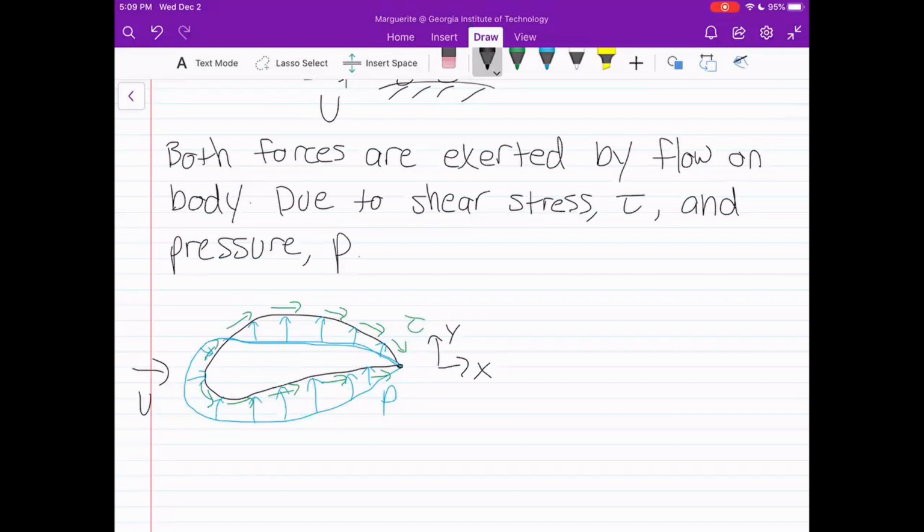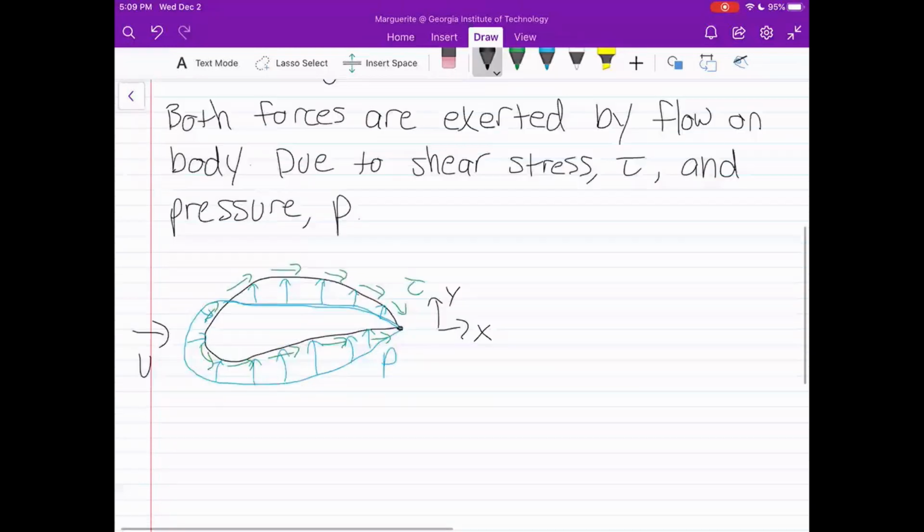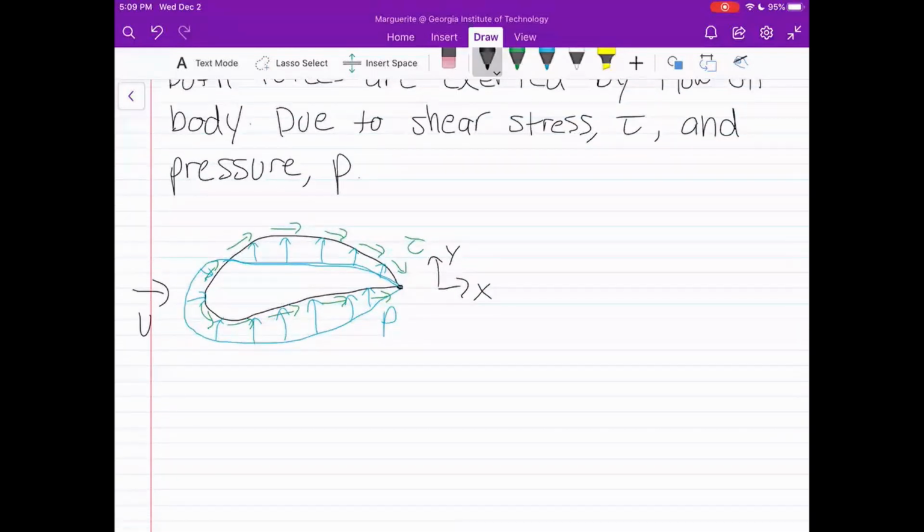Not to mention, it could be really difficult to measure the shear stress on a surface. Pressure is kind of difficult to measure, but not terrible. But shear stress is really, really difficult to measure. So getting all of this information in order to integrate could be really difficult. And as engineers, we don't have time for that. So instead, we have another method, and that is using lift and drag coefficients.